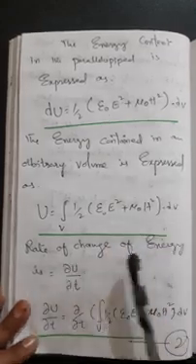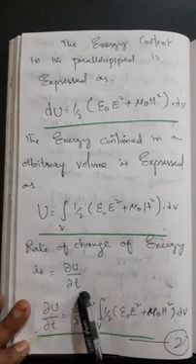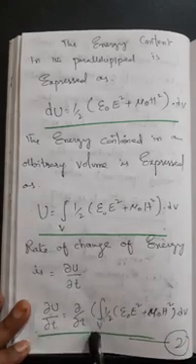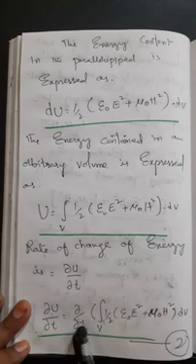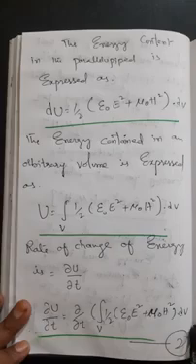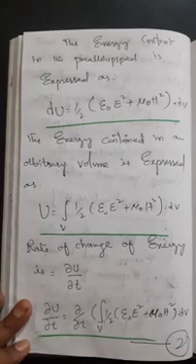Now the rate of change of energy is dou U by dou t. We know this. So dou U by dou t of this equation can be written as dou by dou t of the integral of 1 by 2 epsilon naught E square plus mu naught H square dV. Let us take this as equation number 2.